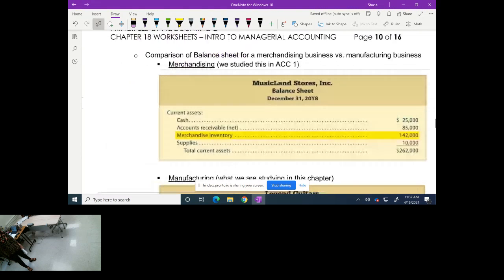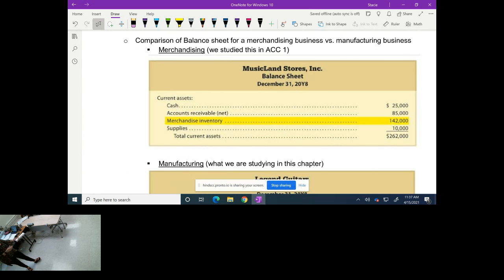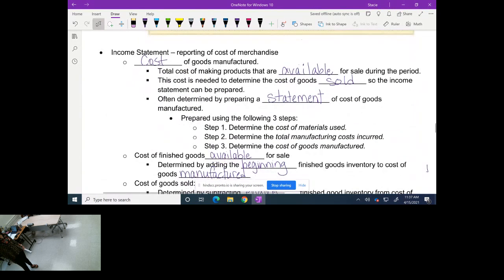All right, so just looking at a balance sheet, this is a merchandising balance sheet where we just had merchandise inventory. The company's buying stuff to sell from somewhere else. In manufacturing, you've got inventory consisting of 3 different numbers because you've got 3 different levels of cost. Y'all just write this stuff down. We're going to go through all this.